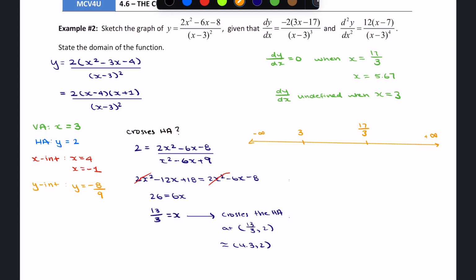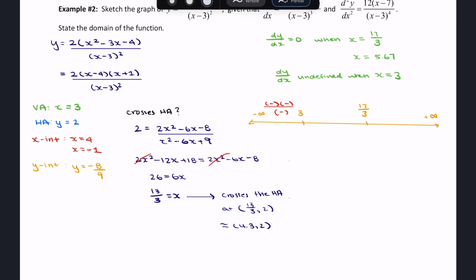So let's sub in a point 0 to, again, determine this interval from negative infinity to 3. So we sub in 0: negative 2, then negative 3 times 0 minus 17 is negative, and then 0 minus 3 cubed is still negative. And so negative times negative divided by negative will still give us a negative value. And so here, from the interval of negative infinity to 3, it is decreasing.